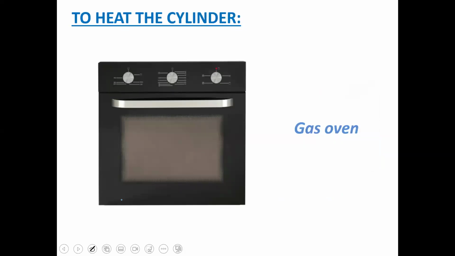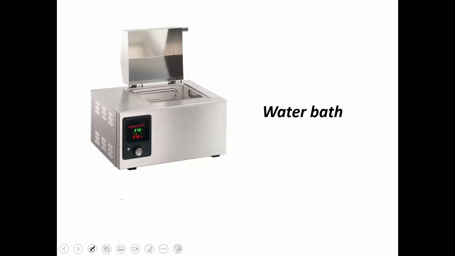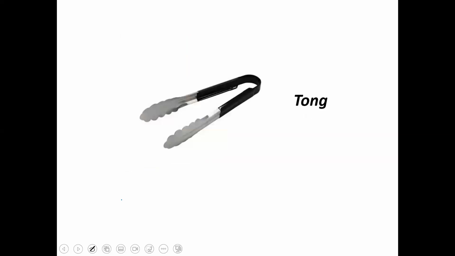Now, how should I heat up the cylinder? In order to heat up the cylinder, I have an option, a gas oven. Because this is a metal cylinder, a microwave oven can be a problem. Using a microwave oven can be dangerous. So I'm suggesting a gas oven. For keeping the temperature constant, I can use a water bath. Water bath is basically a type of thermostat apparatus. If you close the lid, put some water in it, it will maintain a constant temperature. It's a very insulated apparatus.